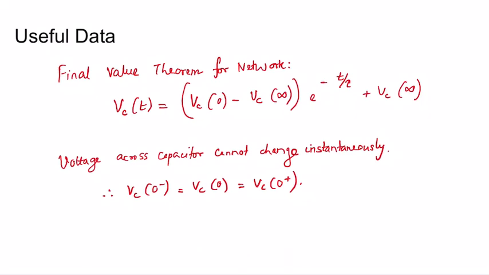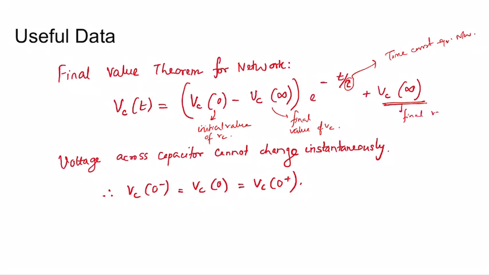The useful data you will need is the final value theorem for network, which gives the value of Vc of t as a function of time equal to Vc0 minus Vc infinity, where Vc0 is the initial value of capacitor voltage and Vc infinity is the final value of capacitor voltage, into e to the power minus t by tau, tau being the time constant of the equivalent circuit or equivalent network, plus Vc of infinity, that is the final value of capacitor voltage.